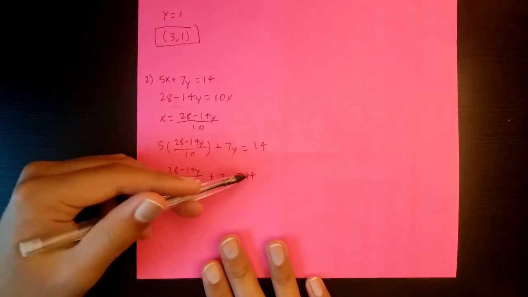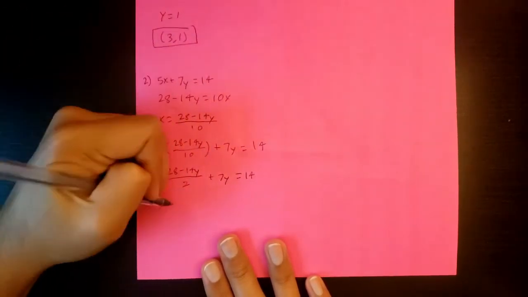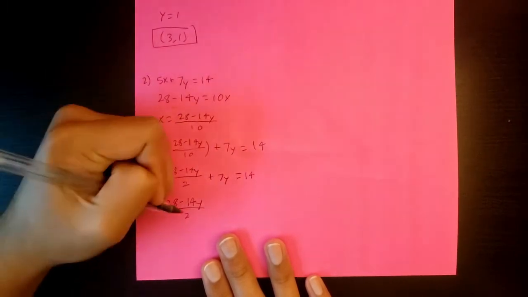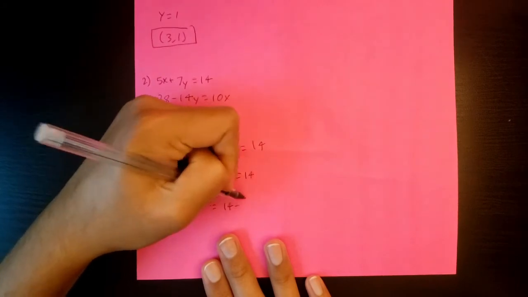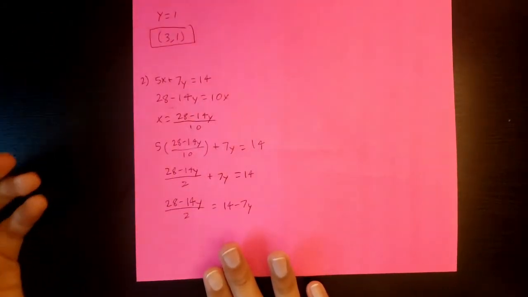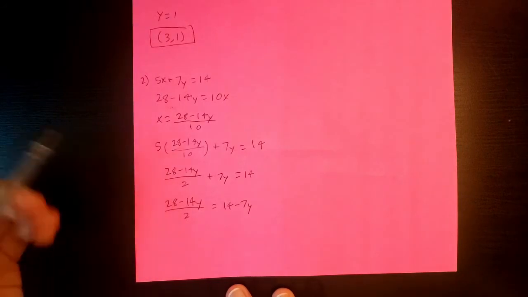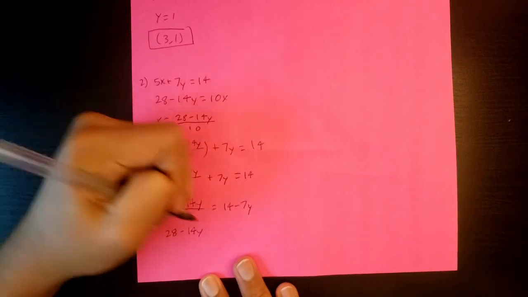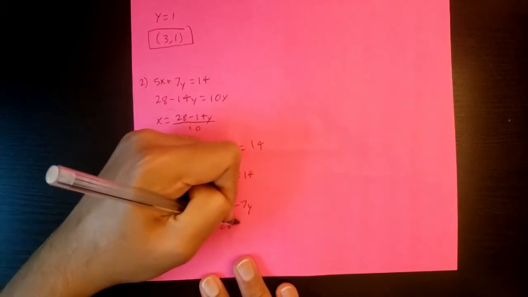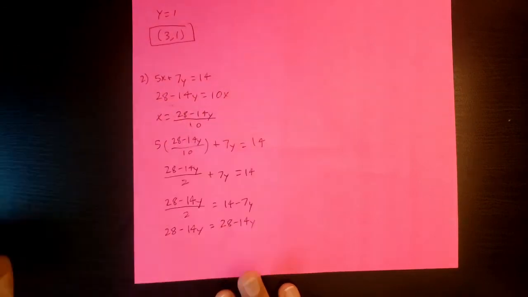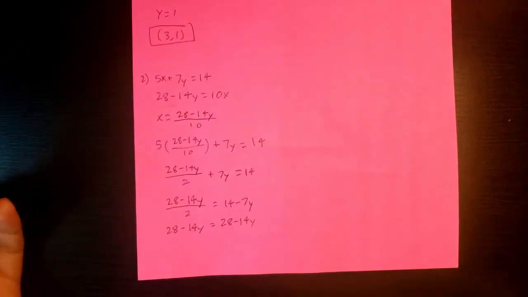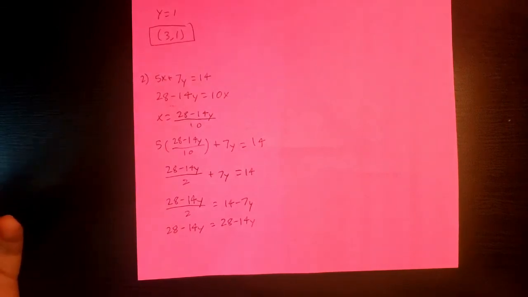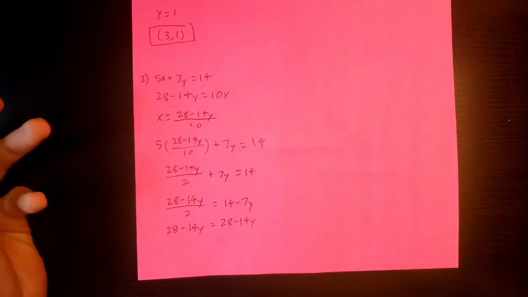Now you would bring the 7y to the other side. And now you would multiply both sides by 2, and you have 28 minus 14y equals 28 minus 14y. Wait a minute. We can't simplify that because it would just mean that 0 is equal to 0, which is correct, but we don't know what to do with that.